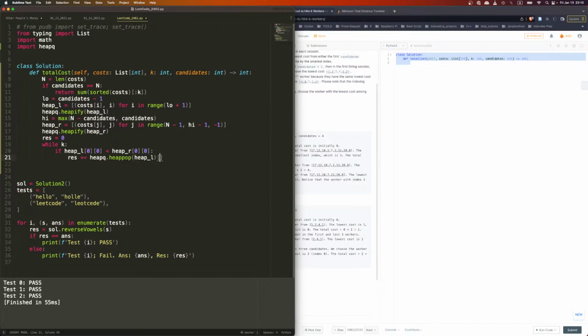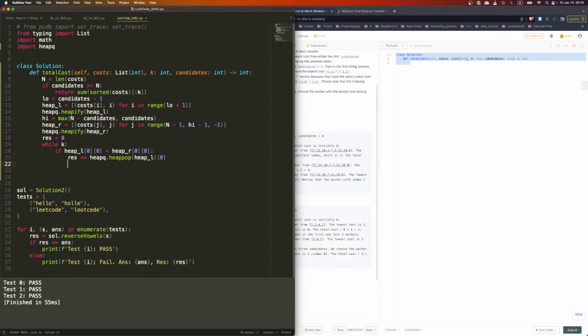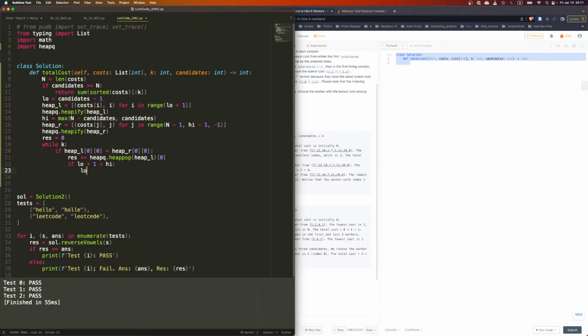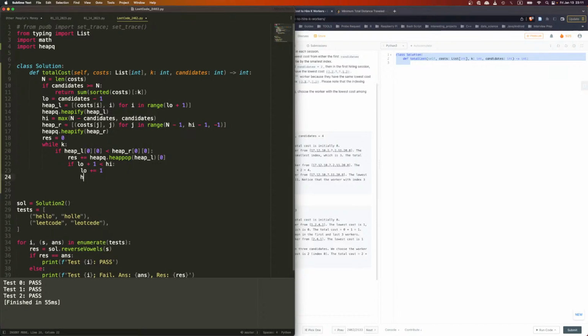Right, we pop this, we get the 0, and then we say if low + 1 is smaller than high, right? So they're not meeting each other, then low += 1, and heapq.heappush heap L, costs low and low. All right, so that's one.